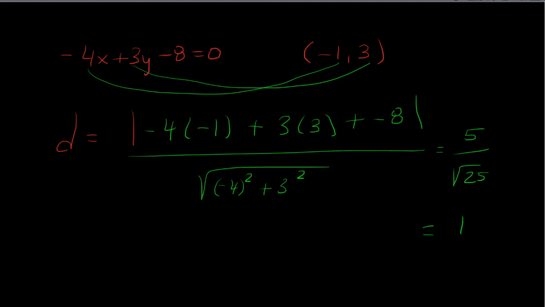So with the first two examples, we only looked at integers. Now let's look at fractions. So the only difference with fractions is it's just going to be messier. The algebra will not be as nice. Okay, so the first example is 1/3 x minus 2/5 y plus 1/6 equals 0, and the point is (4/5, -2/3).